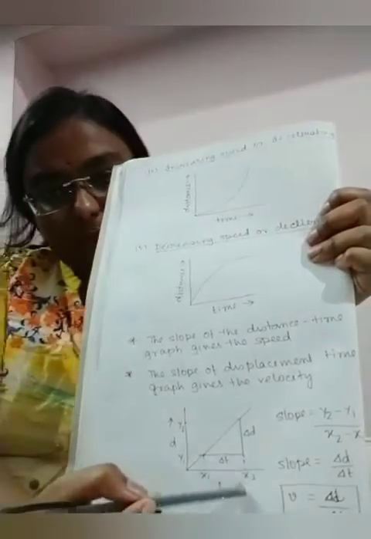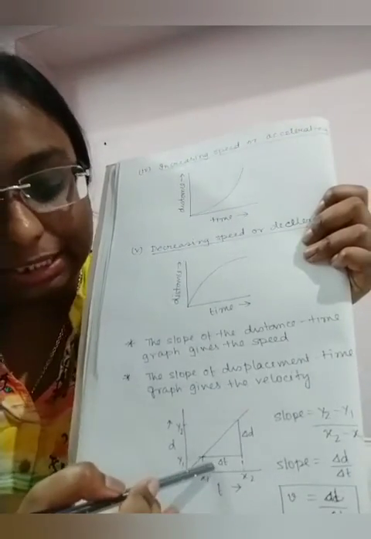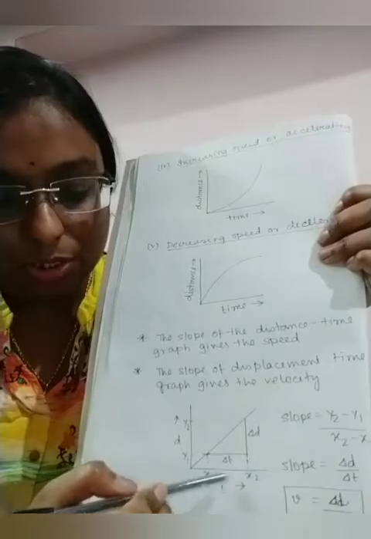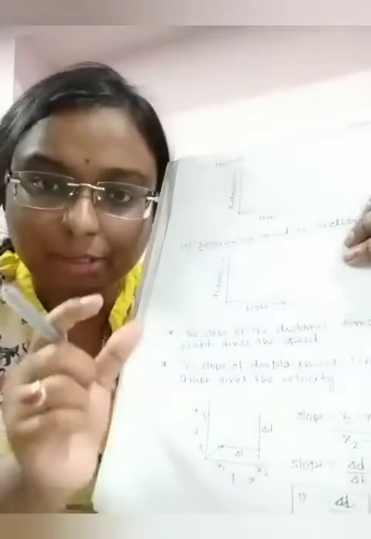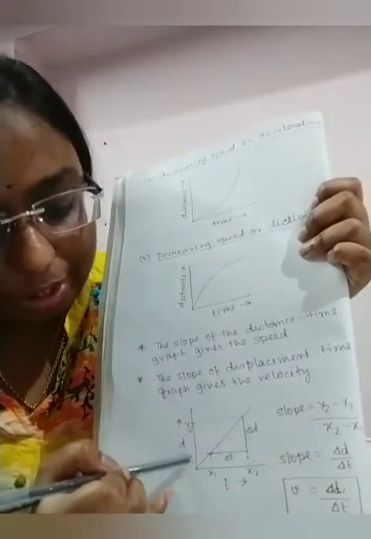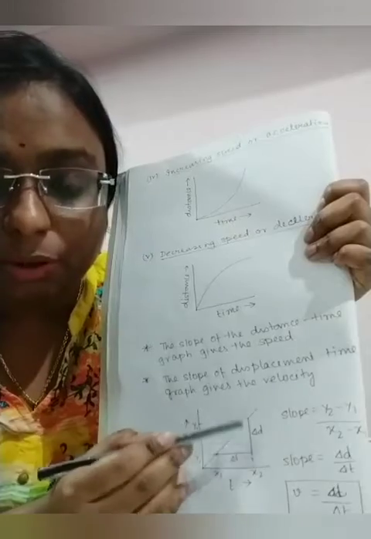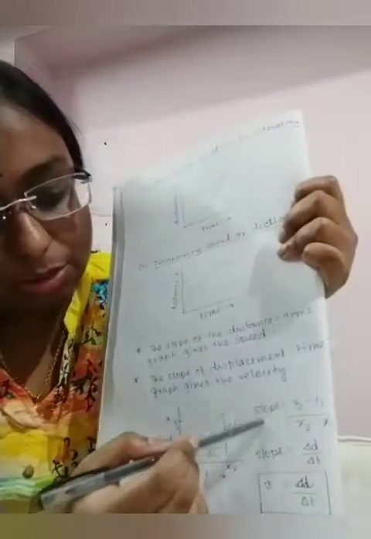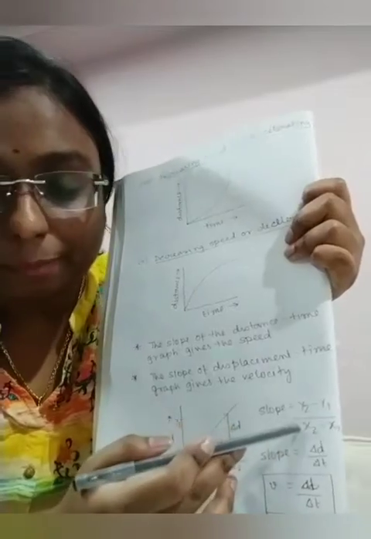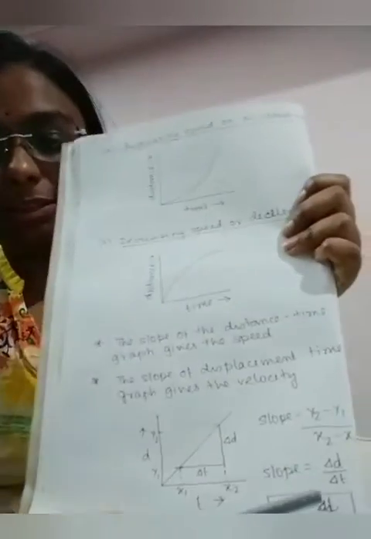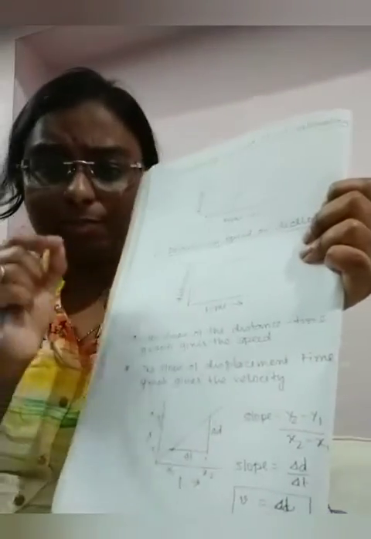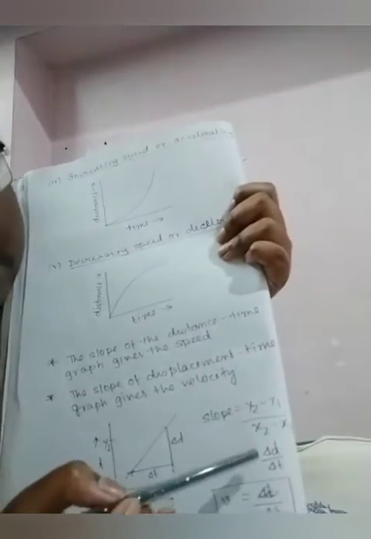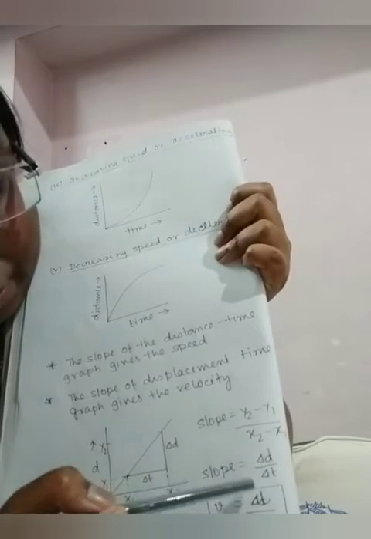Now you see this x2 minus x1 part. This x2 minus x1 part is basically your delta t. Delta t means change in time. So x2 minus x1 means final time minus initial time, that is the change in time, how much time is required. And y2 minus y1 means the change in displacement or the change in distance. Okay. So the slope will be y2 minus y1 by x2 minus x1, that is delta d by delta t. Delta means very small change. If the change is very small, we denote it by delta. Okay. So delta d by delta t.